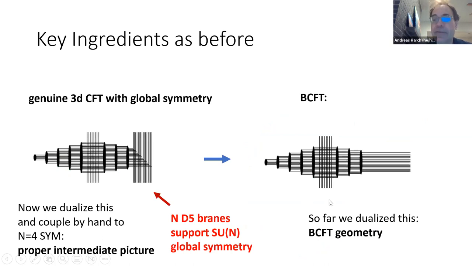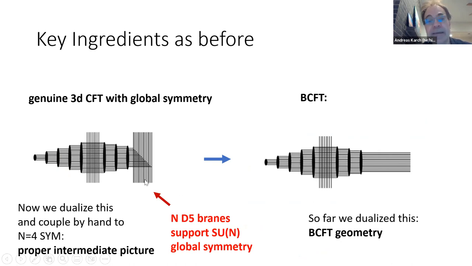What this boils down to is kind of right. What we did so far is we took this BCFT, the sandwich with the semi-infinite three-branes sticking out, and we found the geometry that corresponds to the full BCFT, and that's the holographic dual to the full BCFT. I call this the true BCFT geometry. It's the geometry we've been studying so far as a holographic dual of the full BCFT.